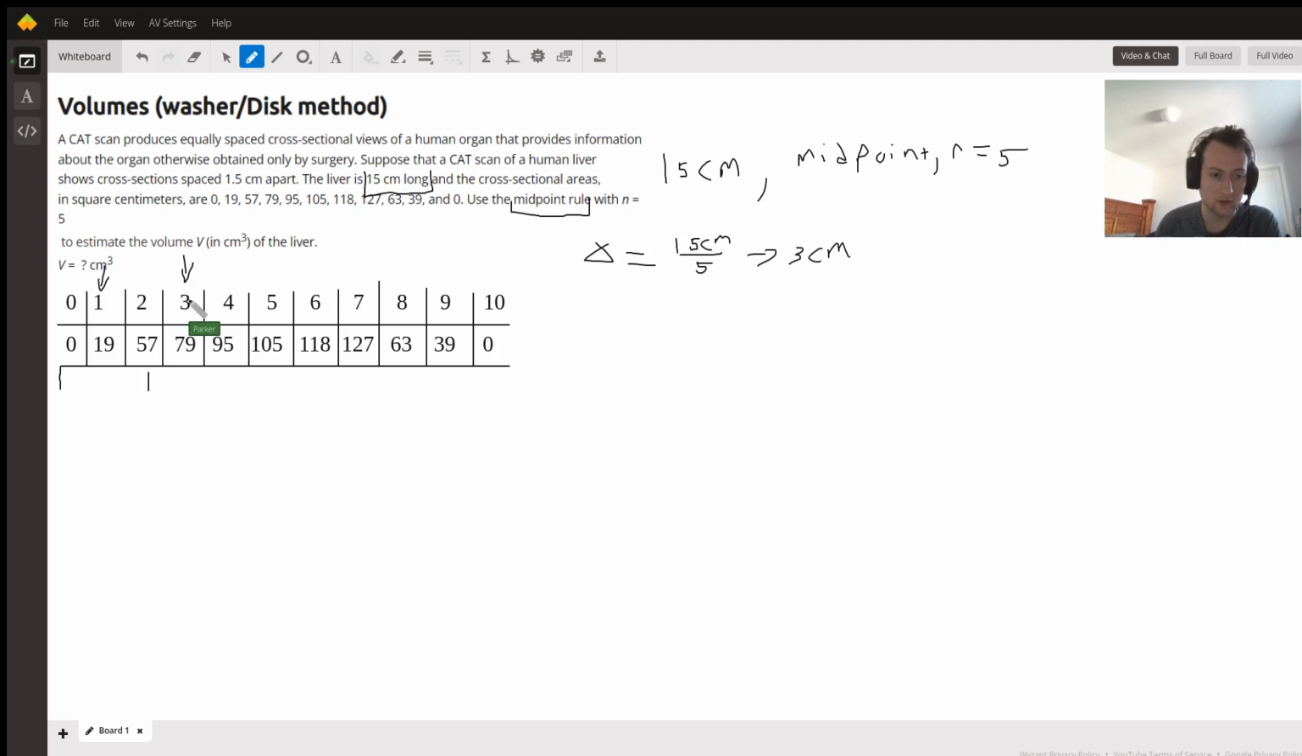This is our second midpoint. And we have here our 1, 2, 3, 4, 5 values we're going to be using. We've already determined that our delta is 3 centimeters. So what we're doing is we're taking the area at the given 1 point and multiplying it by the delta. And then we're going to add the area at 3.